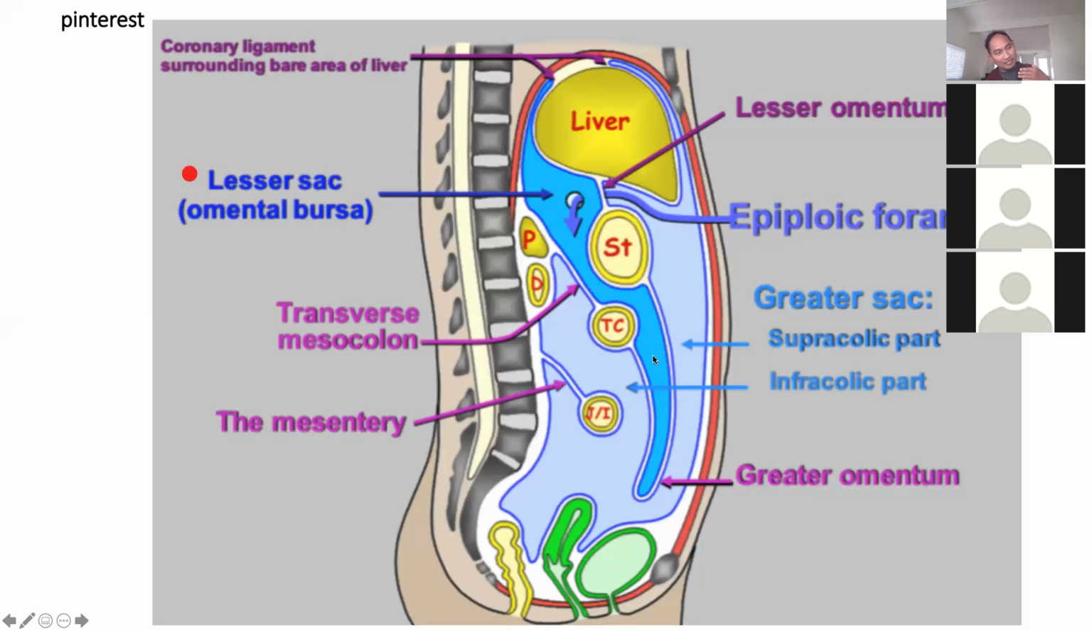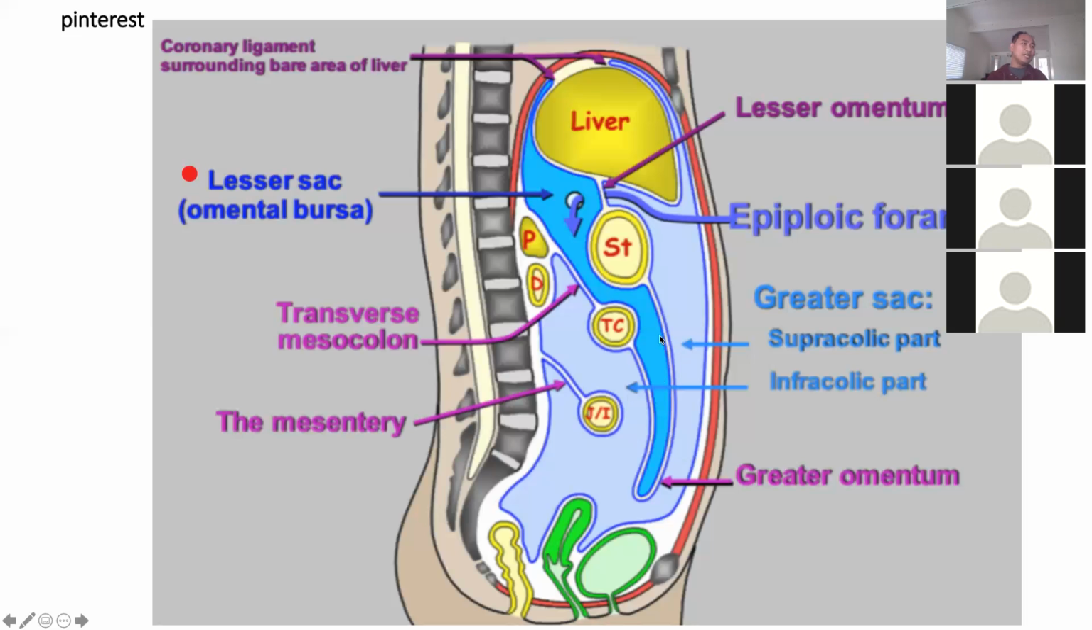So anything anterior to the greater omentum, we said, is called greater sac. Anything inside the big cavity is called greater sac, and this greater omentum fold splits the greater sac into the anterior supracolic compartment and the posterior infracolic compartment. Supra is above the colon and infra is below the colon.